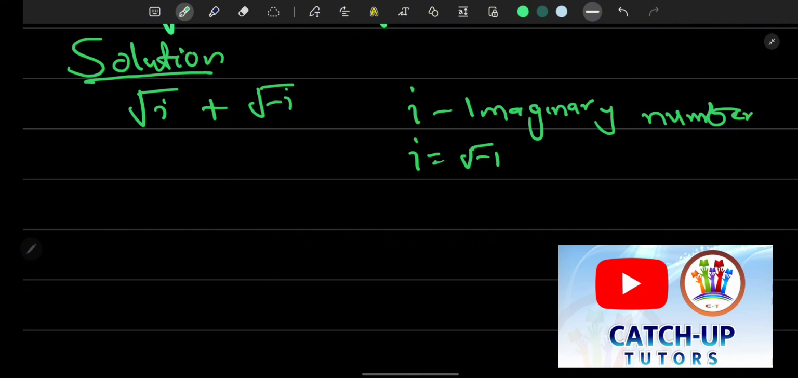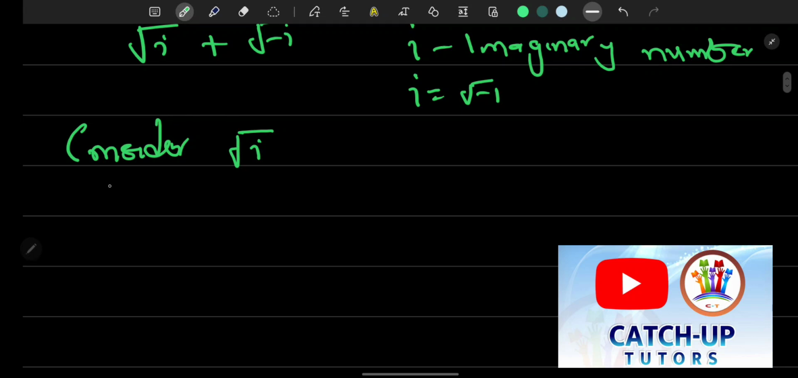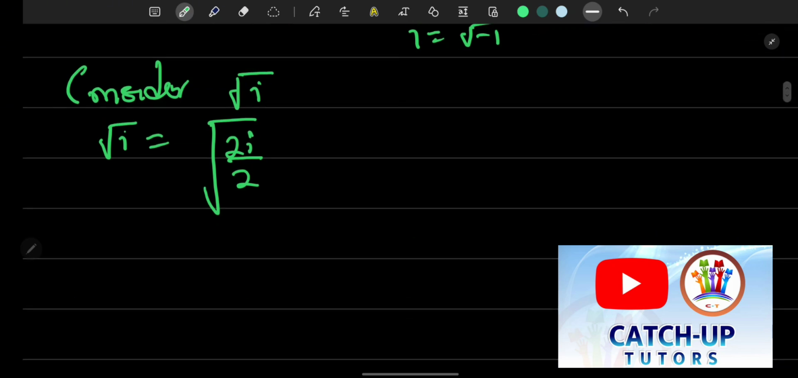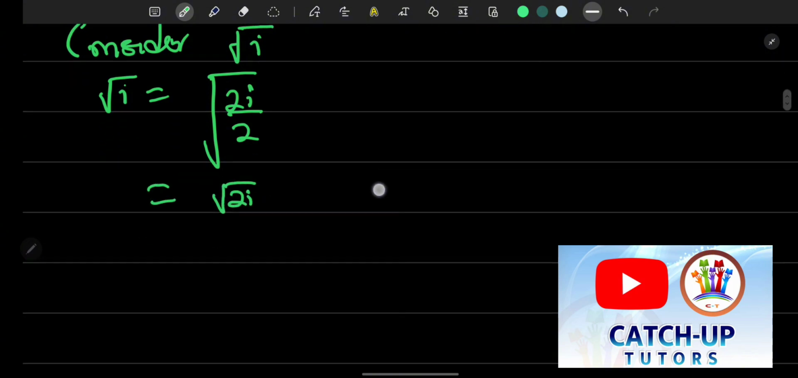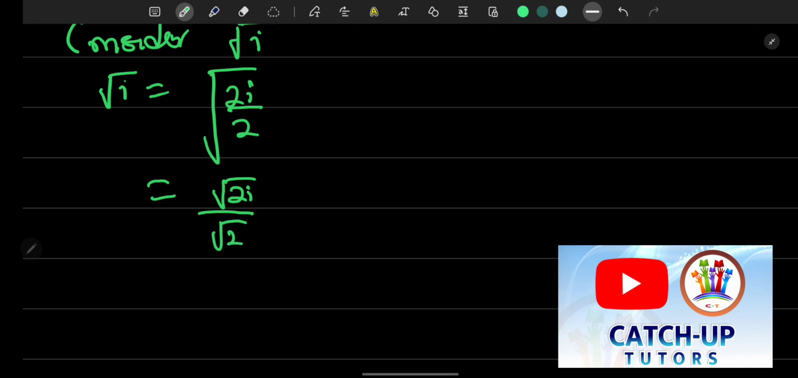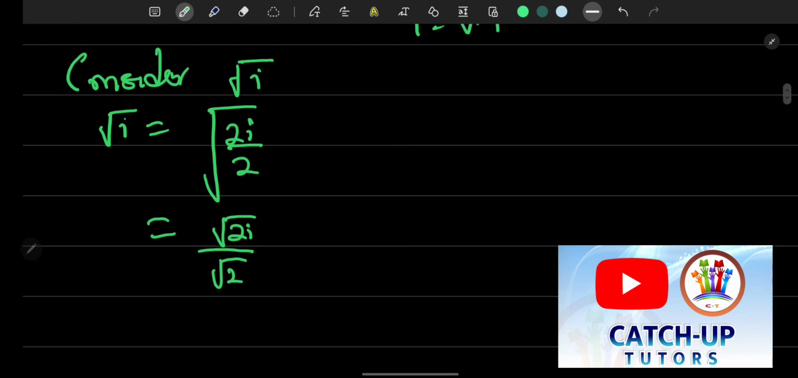So what else will you do to get the solution to the given problem? What we're going to do is consider each of the terms we have here, starting from the first one, square root of i. Of course, i can be written as 2i over 2, and we all know that, because if we cancel these two, you're left with i, so nothing changes. So we have square root of 2i over 2, and from the rule of surds, that can be written as root 2i over square root of 2.